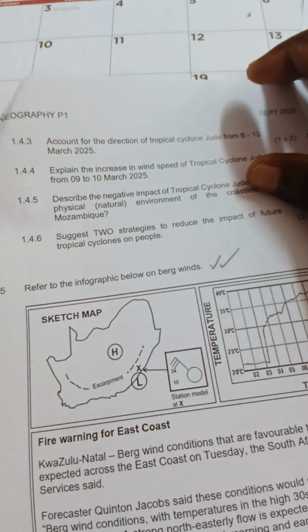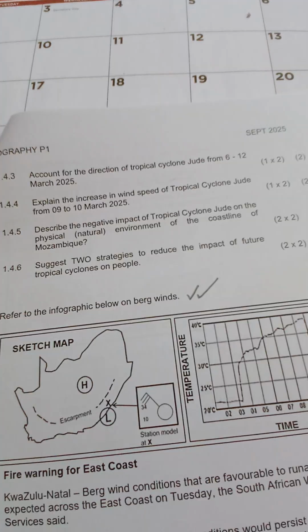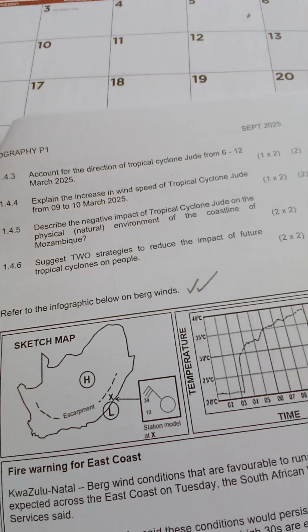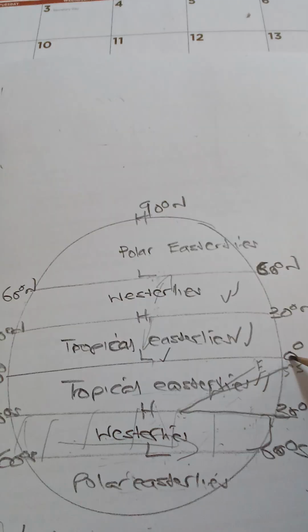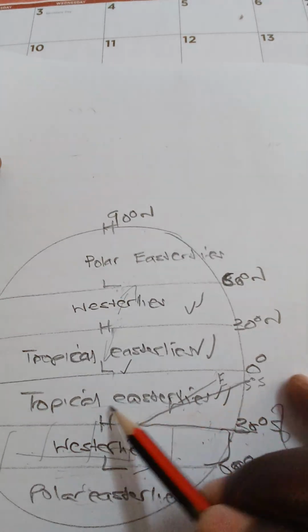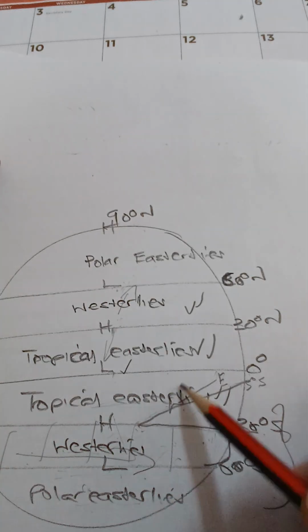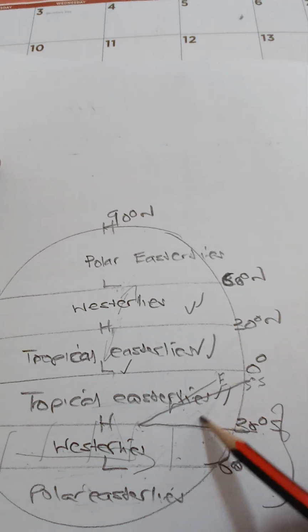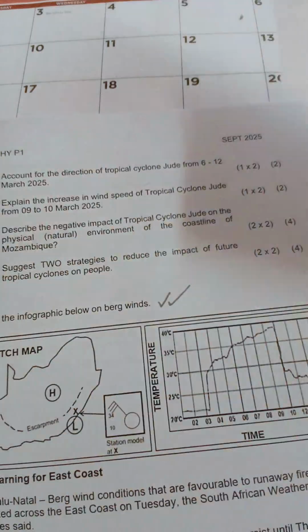Then from there, you move on to 1.4.3. Account for the direction of the tropical cyclone Judy. Okay, 1.4.3, in what direction does it move? Tropical cyclone moves from east to west and is steered by the easterlies. Here is where we have got our tropical cyclone, from about 5 degrees south to 30 degrees. So it is driven by the tropical easterlies, so it moves from east to west. That's how it moves. This is where you've got our tropical cyclones in the southern hemisphere. So it moves from east to west, steered by the easterlies.